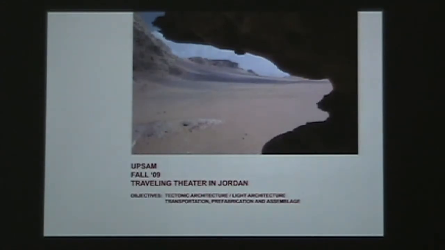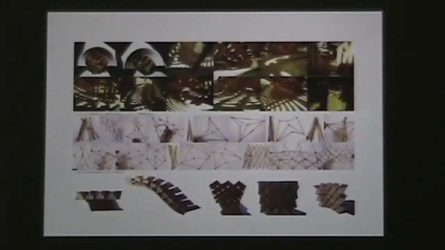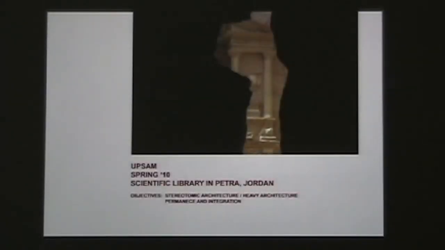The next exercise was a traveling theater in Jordan. We went to Turkey, we went also to Jordan, and we organized the next 2 semesters as 2 opposites. This one being about the tectonic, the lightness, the prefabrication, the assemblage and transportation, and the next one, I'll show you first some of the proposals. That's it. And the next one was dealing just with the opposite side, the stereotomic, the heavy architecture, the permanence. And in this case, the exercise was a scientific library in Petra.